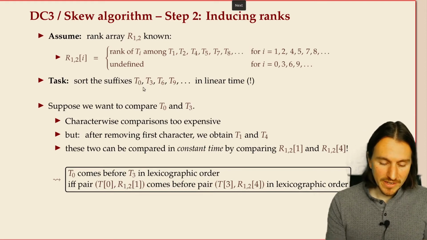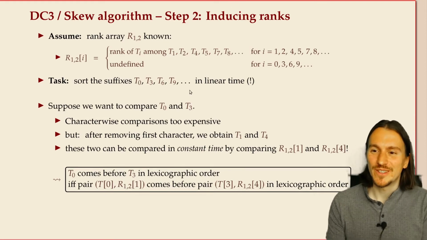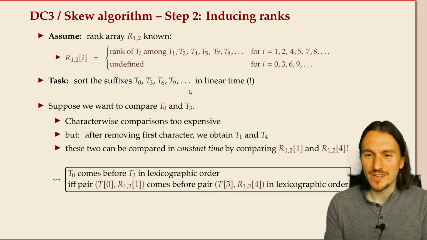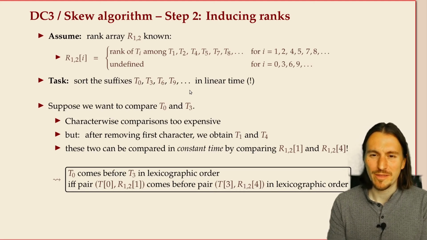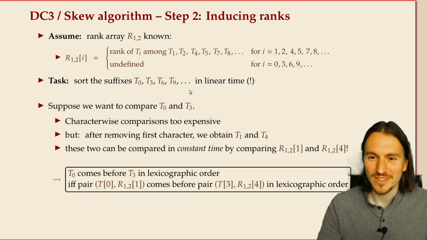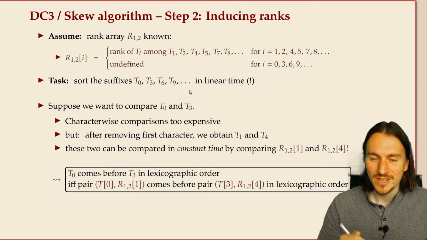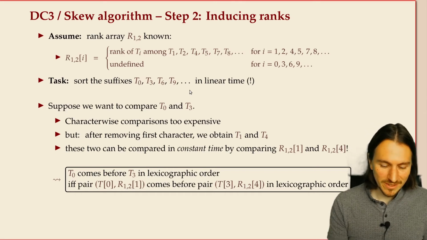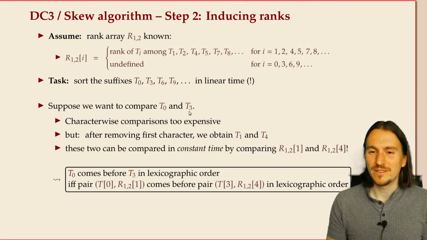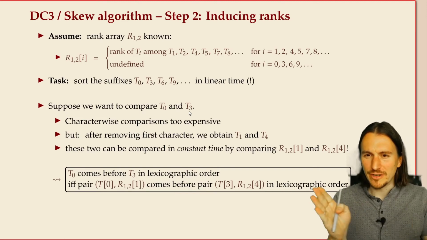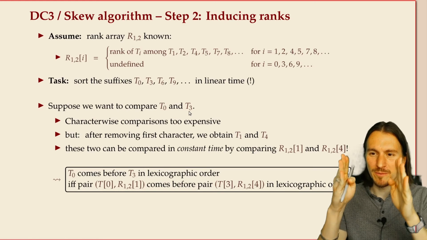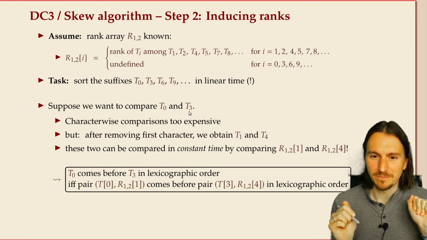Now, our task is to sort this list of suffixes in linear time, and that looks like the same problem we originally started with. So it looks just as hard as the original problem. But here's the trick. Suppose we compare the 2 suffixes T0 and T3. These are very long strings. We don't have the time to compare them character by character.